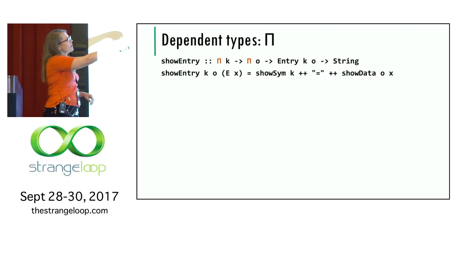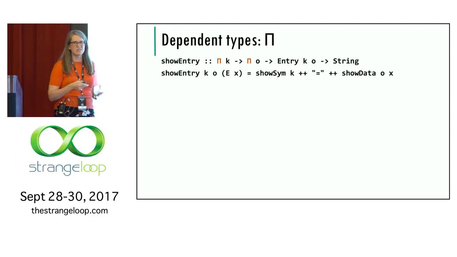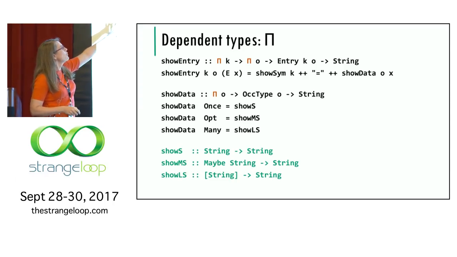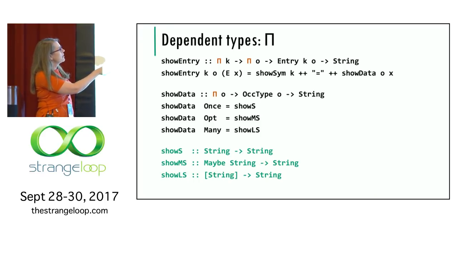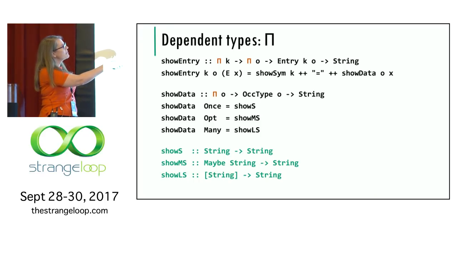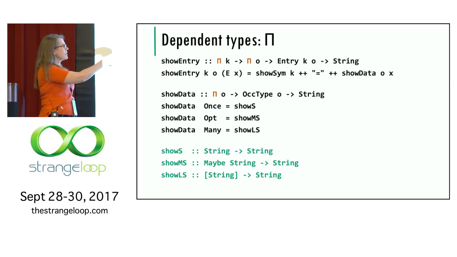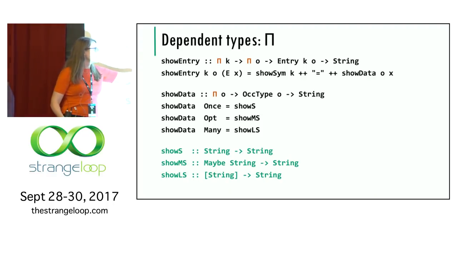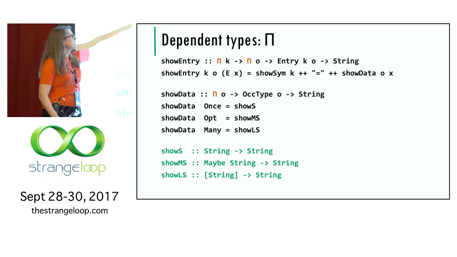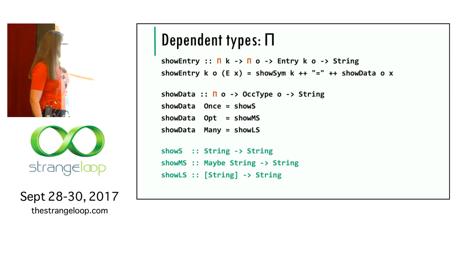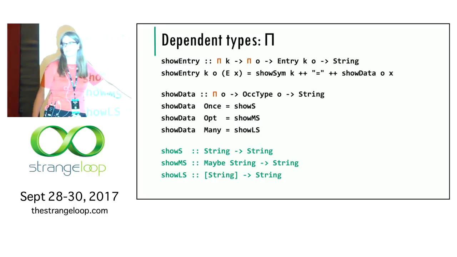And when we show the data, we need to know what the occurrence is to know exactly how to show that data. Right? So for example here, show data itself has to have a pi type, because it's going to show the kind of data for that entry, and the type of it is octype O. We need to interpret that to a type, right? And so we need to match here and say, okay, if the occurrence is once, then we need a show function that's going to convert our string to a string. If it's opt, we need a show function that's going to convert a maybe string to a string. And if it's many, we need something that's going to work for a list of strings.